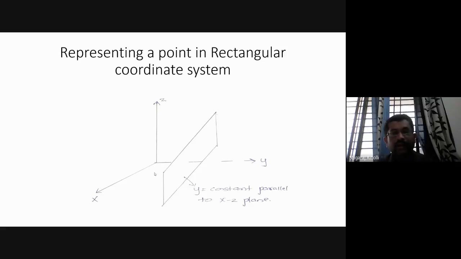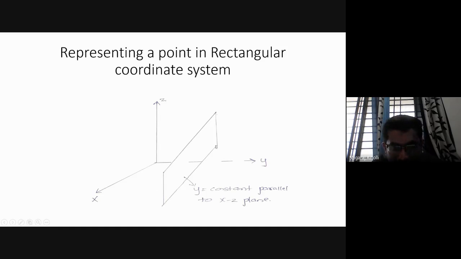Similarly, now we can visualize one more, representing a point on the y-axis. So it is y equal to constant. This is our y-axis here. If I consider some point here, wherever this plane is cutting, that is the y equal to constant plane. Let us say this y is 5 units. Let us assume that it is 5 units, positive y.